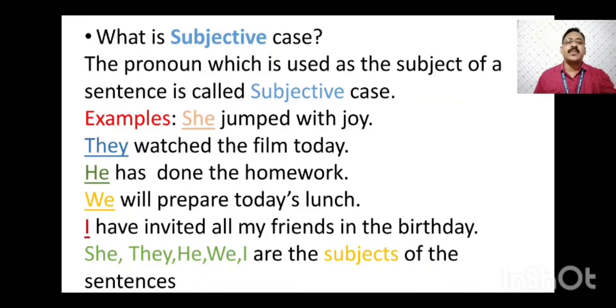You can see these are the words we are talking about in the sentence: she, they, he, we, I. And generally, as I told you, we find the subject at the beginning of the sentence. Here it is also the same case. They are used at the beginning of the sentence and we are talking about them in this sentence, so they are the subject. So these pronouns are used as the subject in these sentences.